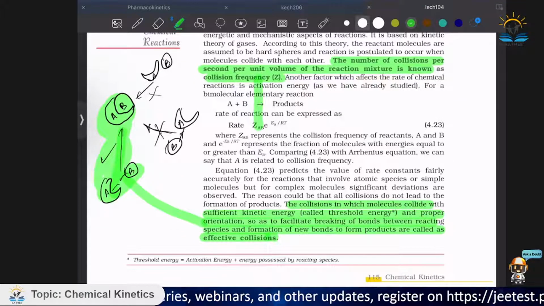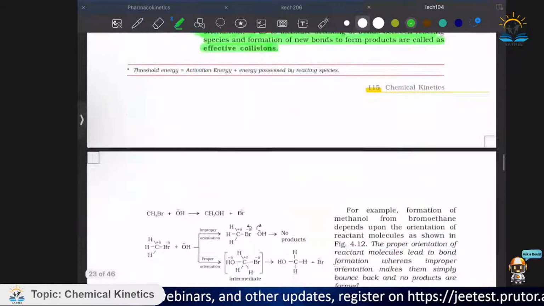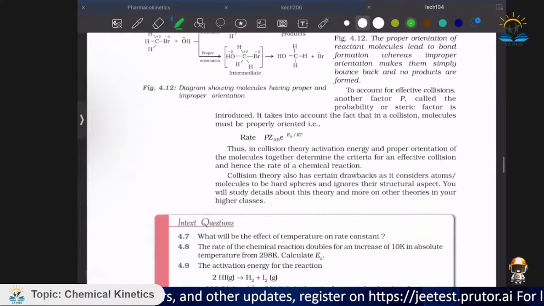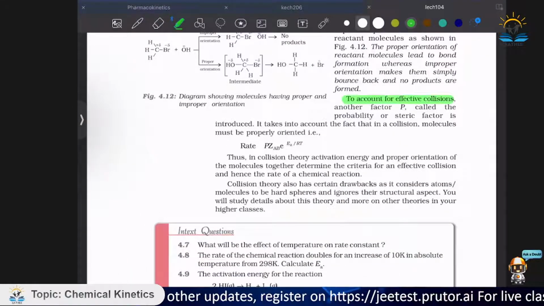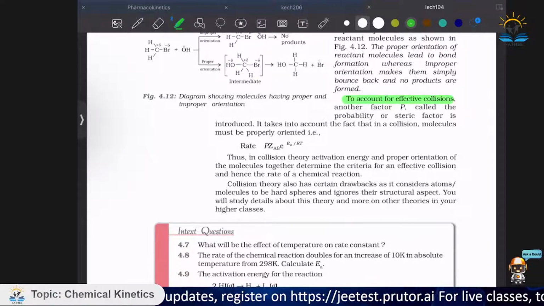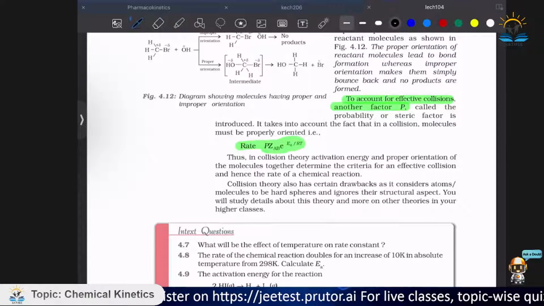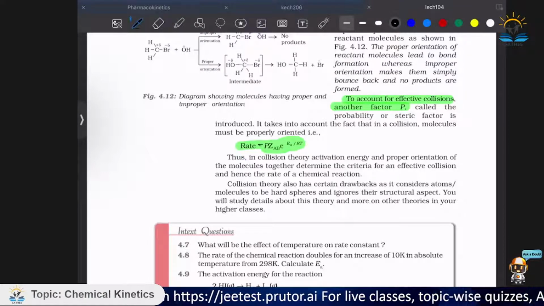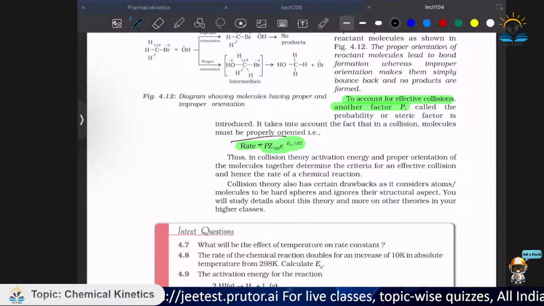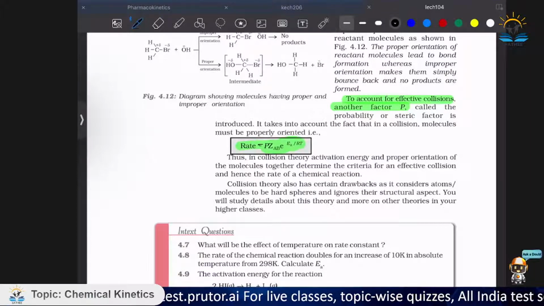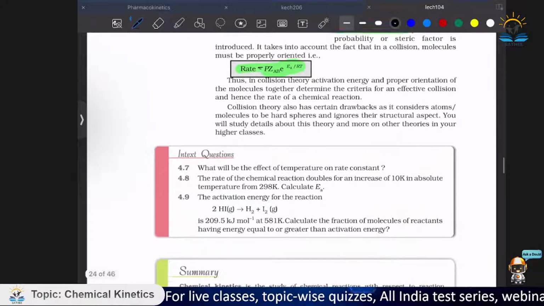Yeah, that is Z. Okay. So this is the second factor, which accounts for effective collisions, that is P. So you multiply P and Z, you get the revised Arrhenius equation: rate is equal to PZ e raised to the power minus Ea by RT.